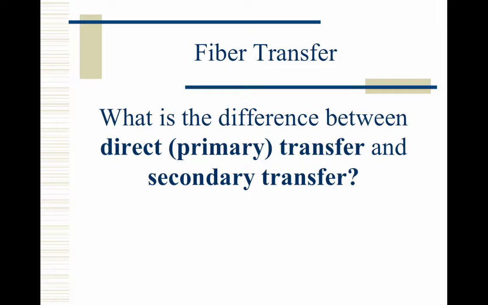Secondary transfer is when these same fibers are then transferred to other objects during subsequent contacts. So, for example, if a victim has fibers on his or her person that were picked up from somewhere else and then transferred to a suspect, that's considered secondary transfer. Let's say the victim has fibers from their couch or a blanket that they own at home, and then it gets transferred to the suspect, secondary transfer.